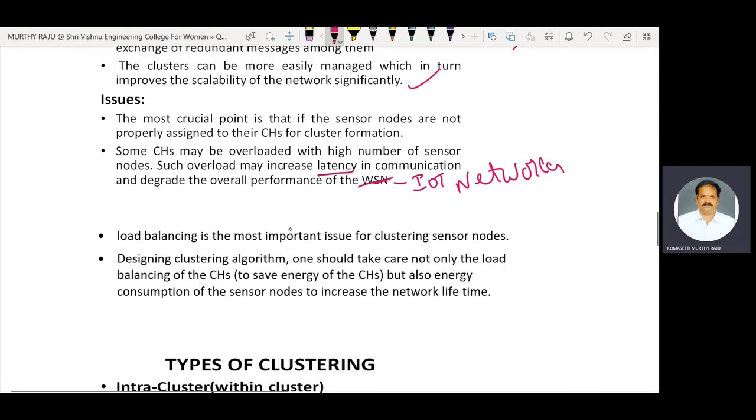Load balancing is the most important issue for clustering the sensor nodes. Suppose instead of 6 nodes, 4 nodes are added due to scalability of that IoT. The total is 10 nodes. It is very difficult to receive the information. The cluster head receives the information from the 10 nodes instead of 6 nodes. That is why load balancing is the most important issue for clustering sensor nodes.